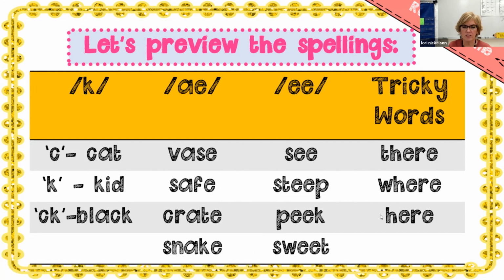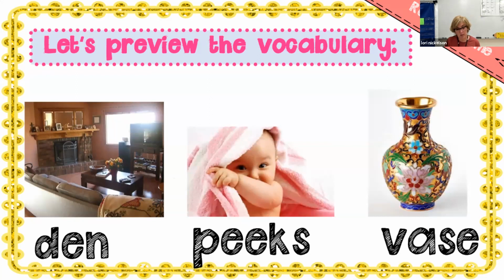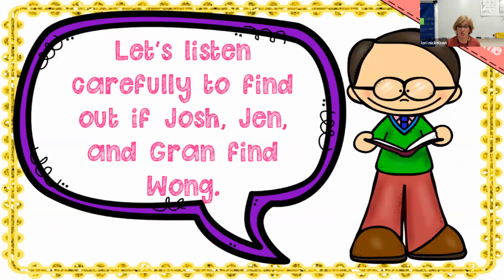So let's preview some vocabulary. You have the word den, which is like a room in the house where people relax, like a living room. Then you have the word peeks. Peeks is to take a quick look. And then you've got the word vase, which is a container used to hold flowers. So let's listen carefully to find out if Josh, Jen, and Gran find Wong.